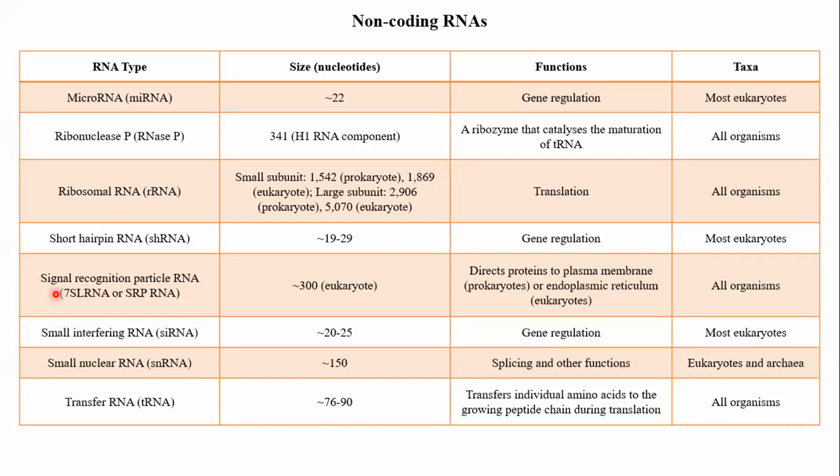Now, this particular RNA is a part of SRP, signal recognition particle. This we will do in the next unit under the heading protein sorting. What happens after the protein is translated? After translation, protein needs to be sorted in the cell. So that protein sorting needs this SRP. And this signal recognition particle RNA is a component of that particle which is required for directing these proteins in the cell.